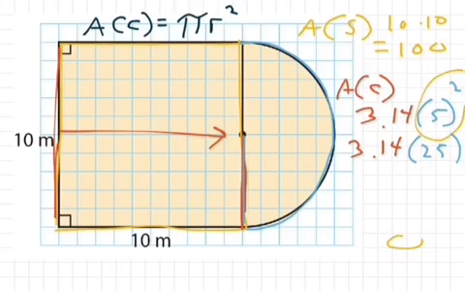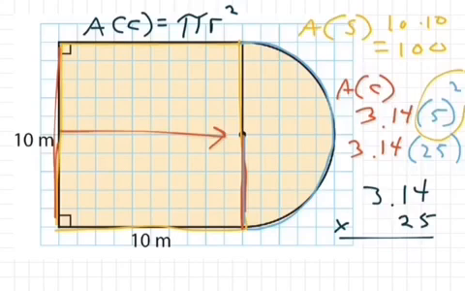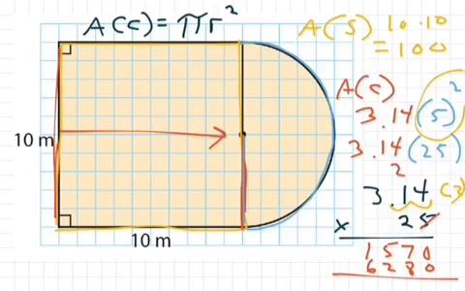Then we have 3.14 times 25. And remember to move your decimal over here. This is where it can get tricky, 2 places. And then we multiply. 5 times 4 is 20. Carry the 2. 5 times 1 is 5, plus 2 is 7. And then 5 times 3 is 15. Done with the 5, place the 0. 2 times 4 is 8. 2 times 1 is 2. And then 2 times 3 is 6. We put all this together.